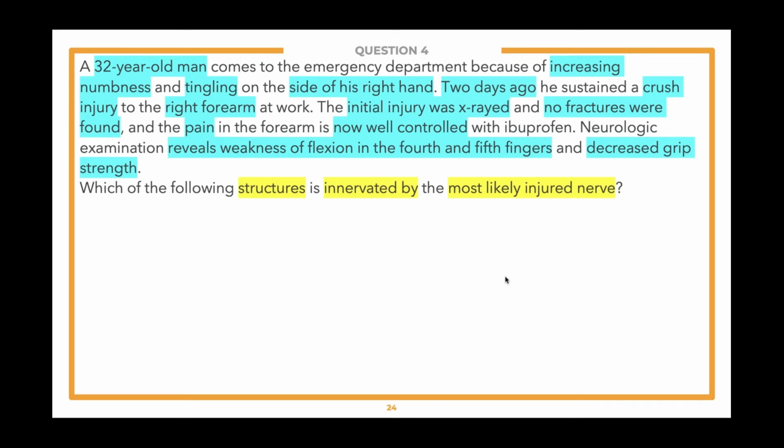So I think we've got 2 steps here. 1, what is the most likely injured nerve? And then 2, what other structure does it innervate? So I think we've got a nice 2-step question here.